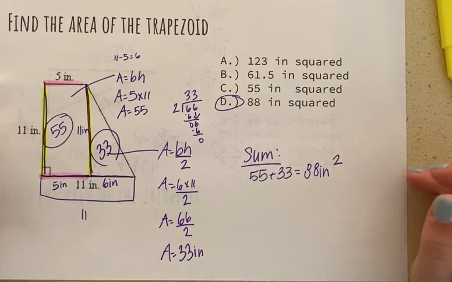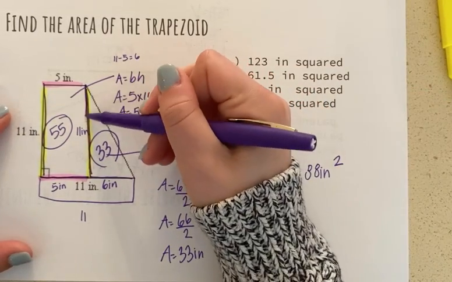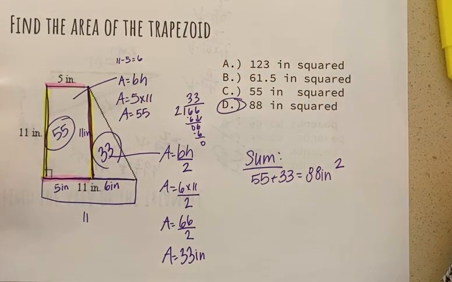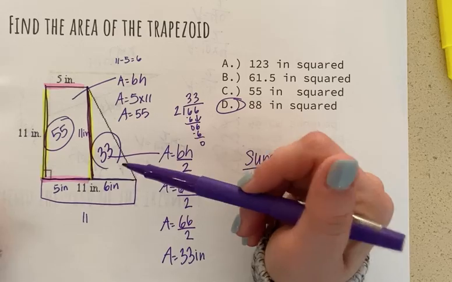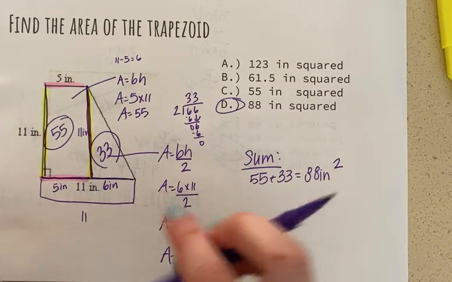I've been getting a lot of emails about this. Make sure that you're just taking these trapezoids and decomposing them, which just means breaking them up into smaller shapes, into more friendly shapes like rectangles or squares and triangles, and then just finding the sum.